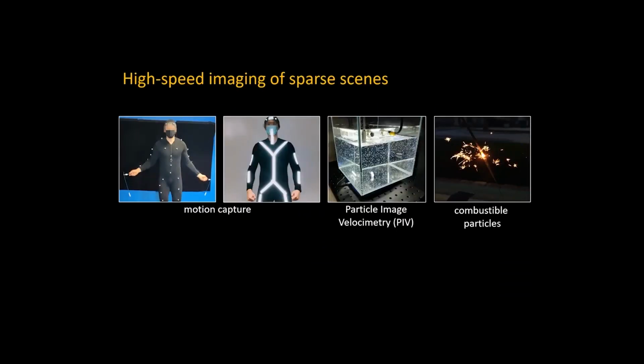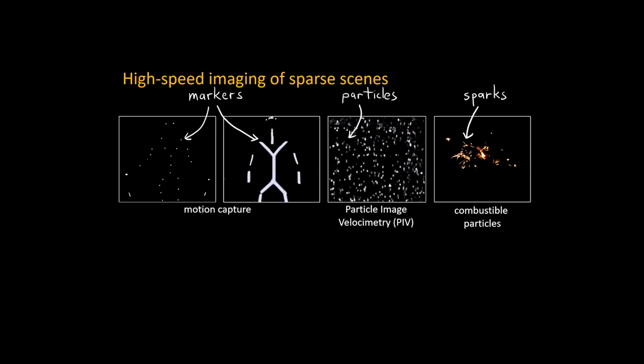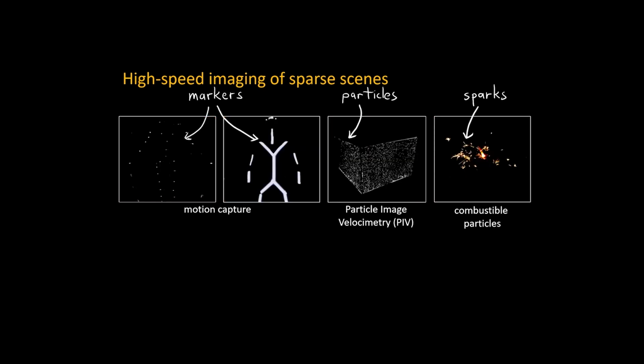In this work, we focus on a class of computer vision applications where the goal is to capture high-speed videos of sparse scenes. By sparse scenes, we refer to applications where the scene's points of interest occupy the image plane very sparsely. In these applications, capturing the full 2D sensor for every frame is wasteful and limits the maximum achievable frame rate. In this work, we present a more efficient approach for high-speed imaging of such sparse scenes.